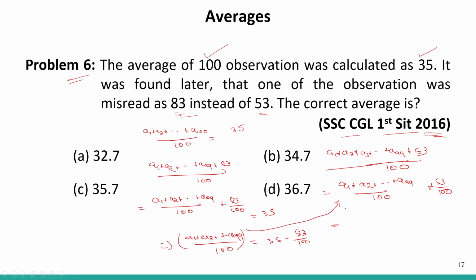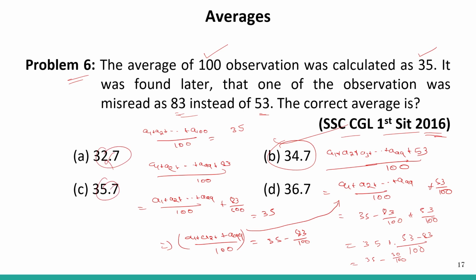So this will be equal to what? So this will be equal to 35 minus 83 by 100 plus 53 by 100. So this will be equal to what? 35, let it be plus 100. So 53 minus 83. This will be 35 minus 30 by 100. So it will be 34.7. So 34.7 is the correct answer. These are all wrong answers.